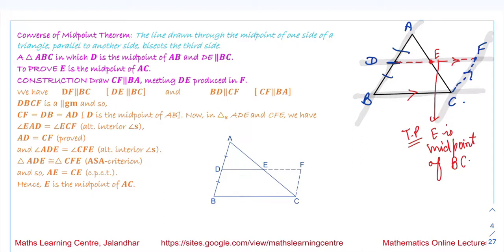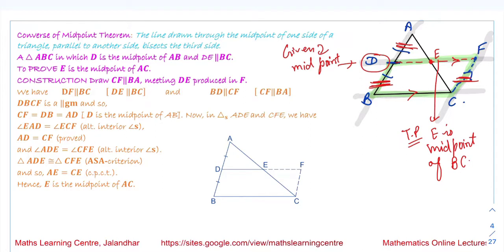So what we get is that this figure, BCFD, is a parallelogram. Now CF is equal to BD, and BD is equal to AD. This is already given to us because D is the midpoint. So the lengths DB and AD are equal, and these two lengths are equal.